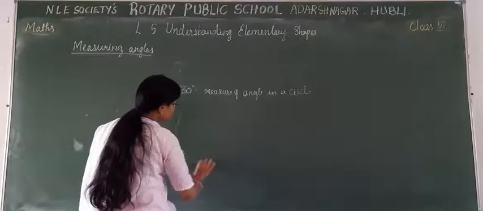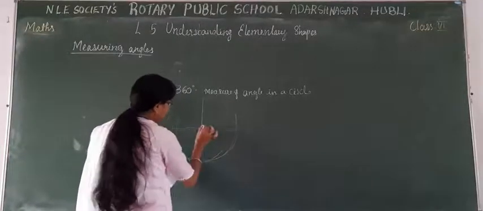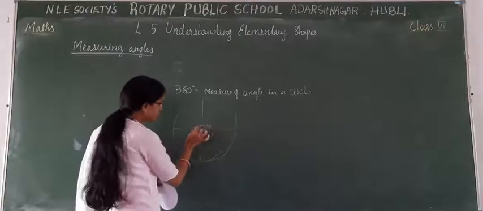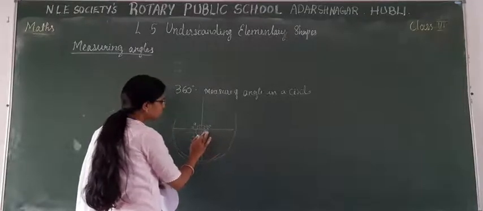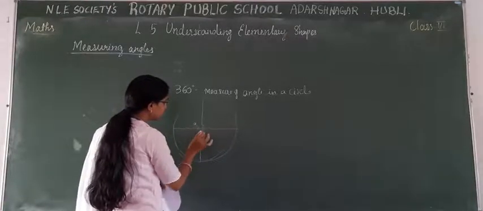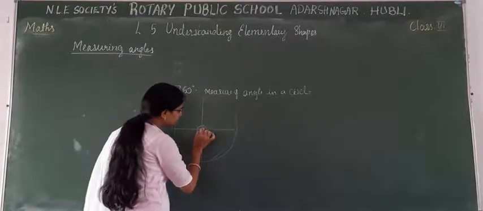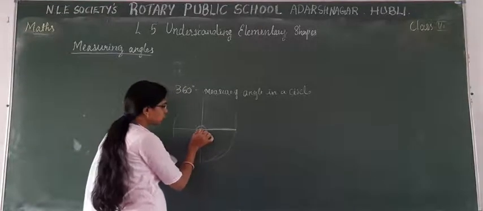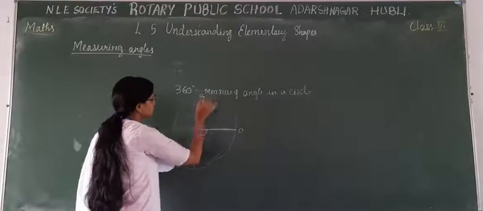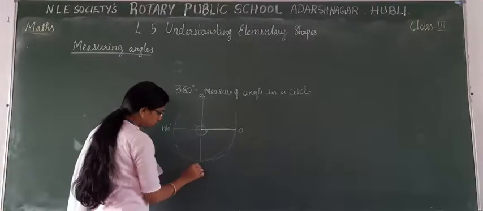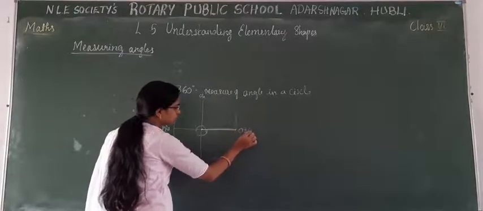So consider this as a circle. This is 90 degrees, 90 degrees, 90 degrees and 90 degrees. So in total a circle measures 360 degrees. Consider this as a baseline and the center of the circle. This portion is 0 and 90, 180, 270. When a complete rotation occurs, it is 360 degrees.